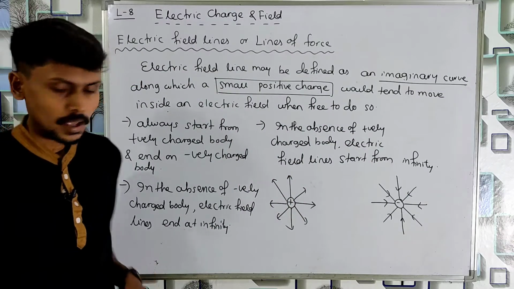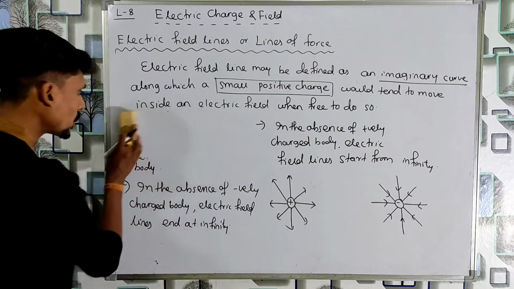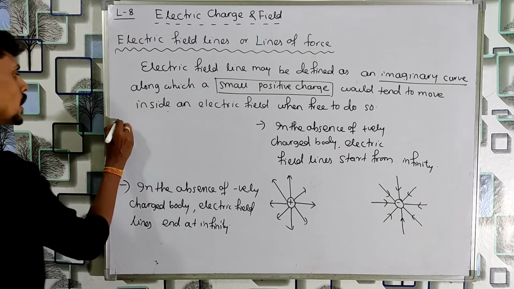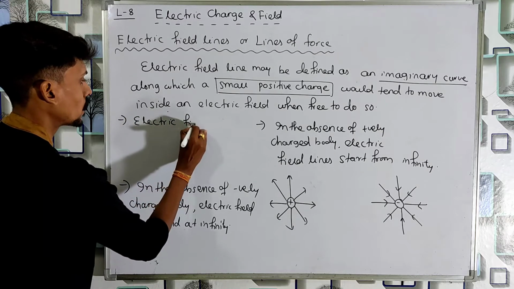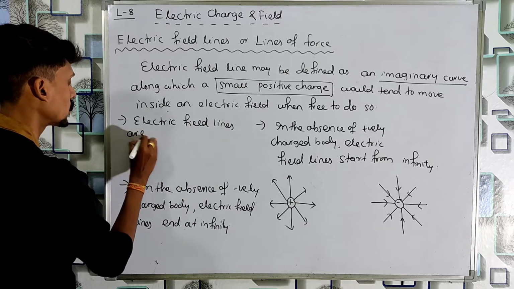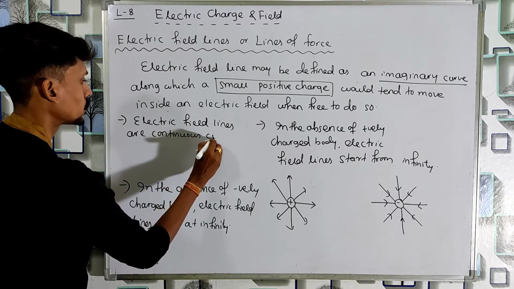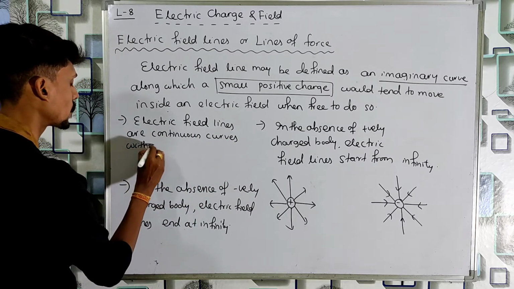Is that clear? The next important point is that electric field lines are a continuous curve, without any sudden break.